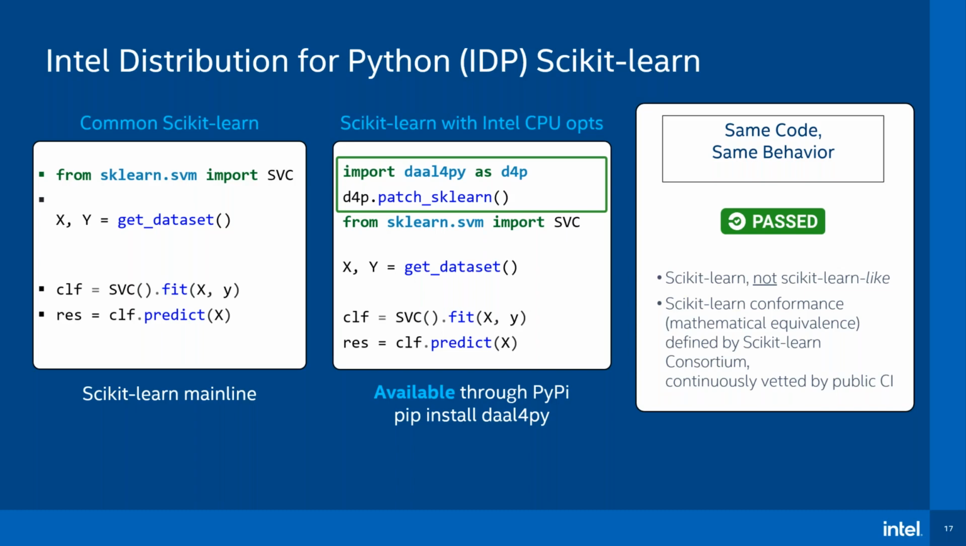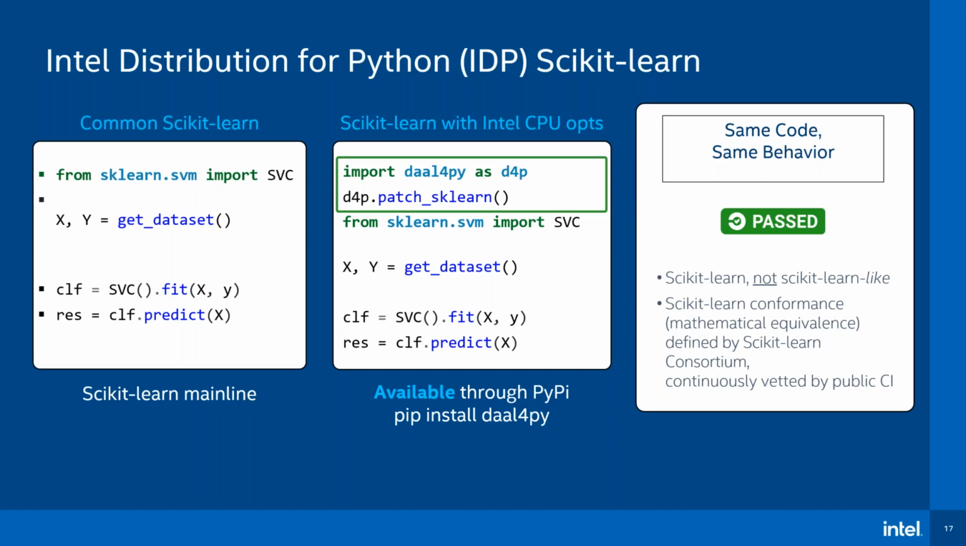And then in the middle, literally, I can do two things. One, I can do import daal4py as d4p, and then do a patch upfront, and that's all you need to do. Nothing in your program needs to change. All the APIs, everything stay the same. That's one option. The other option is you could also patch it on the command line. This is available through pip install, and you can very easily install daal4py.